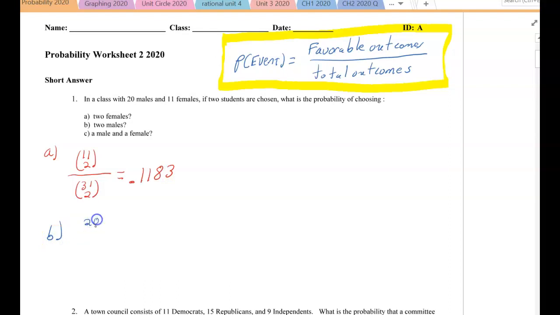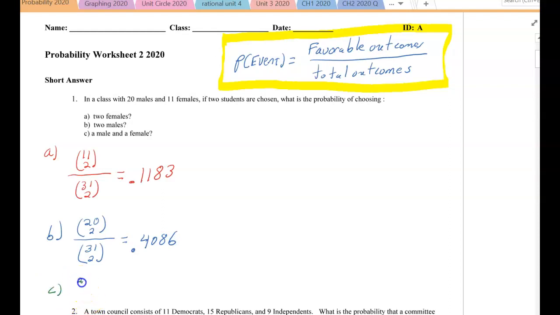For part B of the problem, I want 2 males. So out of the 20 males, I need to choose 2 of them and divide by 31 choose 2. As I mentioned, whenever possible, I do combinations over combinations. Doing this on my calculator, I get 0.4086.